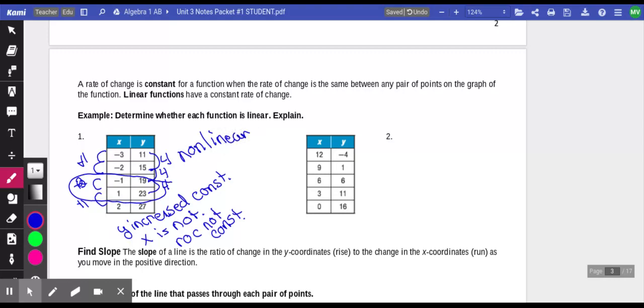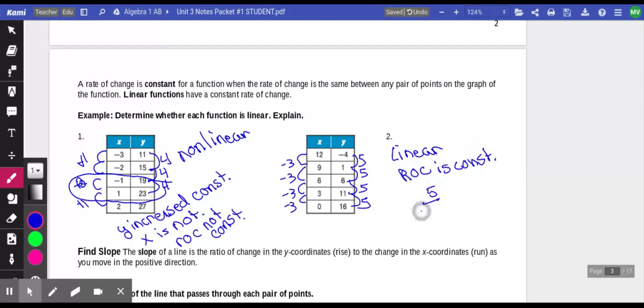So when I look at number 2, here I went down 3, here I went down 3, here I went down 3, here I went down 3. Then from -4 to 1, I went up 5, up 5, up 5, up 5. So this is linear because the rate of change is constant. And specifically, it's 5 over -3. It's change in y over change in x.